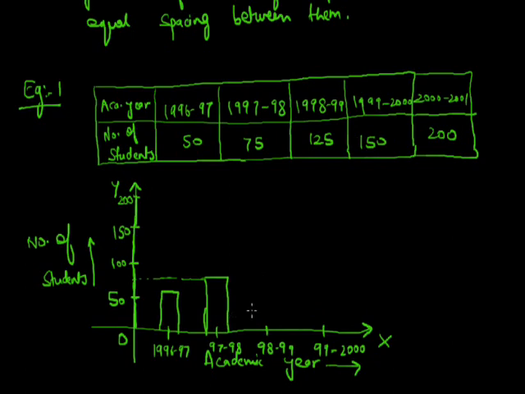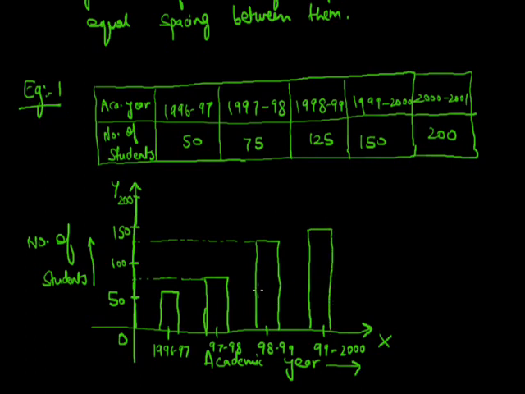Now accordingly for 98 to 99 it is 125, which comes between 100 to 150. So accordingly we will see where 125 will come between 100 to 150. Then accordingly we will make the bar for 98 to 99, and then for 99 to 2000 it is given as 150. As we know 150 will come just above 125. So accordingly we will make the bar from 99 to 2000. So in this way we have to make the bars.